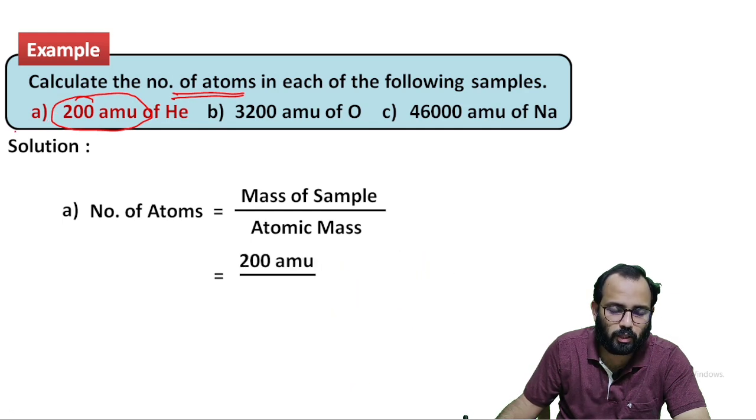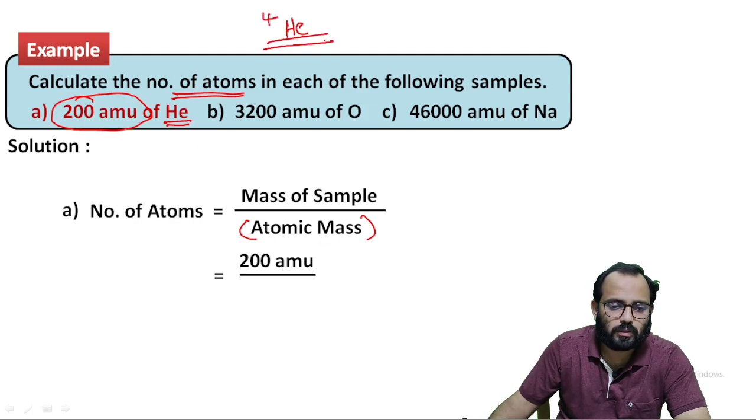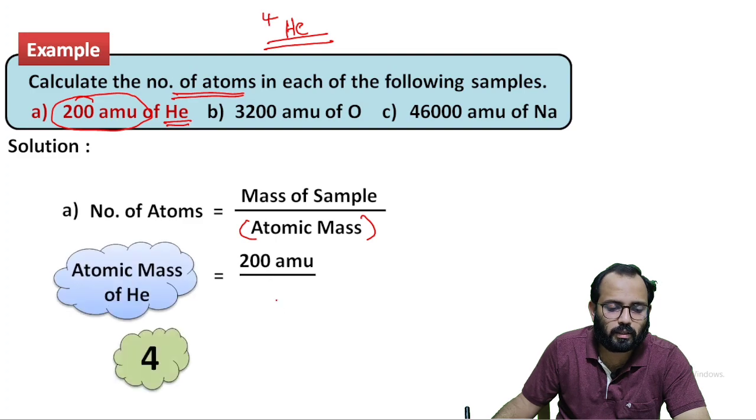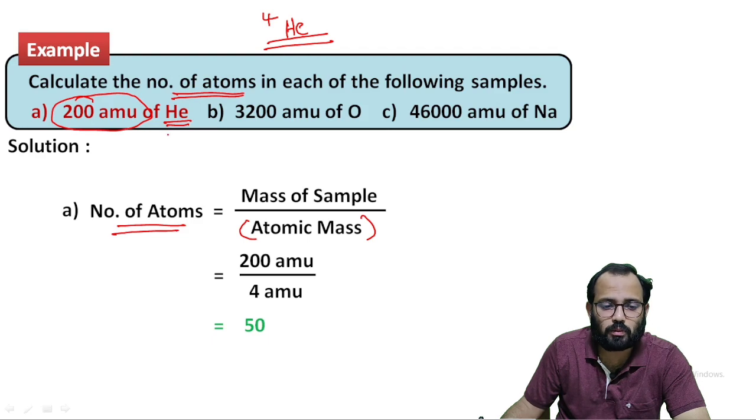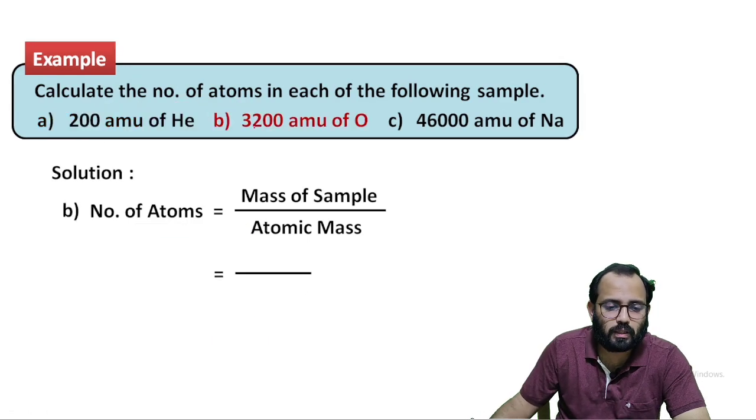Okay, 200 AMU. And what will be the mass of helium? Atomic mass of helium is what you have to substitute at the denominator. Atomic mass of helium we have already seen, that is 4. So atomic mass of helium I am writing here 4. So what are you going to get? You are going to get 50. What is 50? 50 is the number of atoms in 200 AMU of helium. Okay, fine. Then we'll go with the next one.